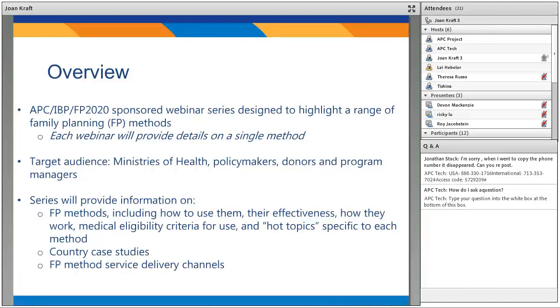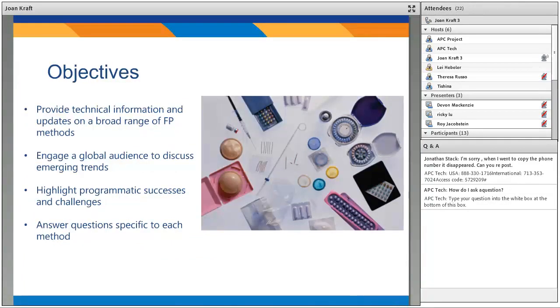Today's webinar, Expanding Contraceptive Choice, Vasectomy, is organized by the Advancing Partners and Communities Project in collaboration with the Family Planning 2020, the Implementing Best Practices Initiative, and USAID's Office of Population and Reproductive Health. This webinar series highlights a range of family planning methods. Each webinar focuses on a single method. The series provides information on family planning methods, including basics like how to use them, and hot topics specific to each method, country case studies, and service delivery channels. The objectives of the series are to provide technical information and updates on a range of family planning methods, discuss emerging trends with a global audience, highlight programmatic successes and challenges, and answer some method-specific questions that you might have.